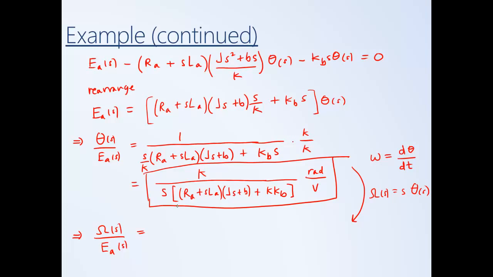Since we have this s in the denominator here, we can multiply through and bring it to the right hand side or the left hand side to get s times theta of s, which is equal to omega of s. So this transfer function will be exactly the same except without the s in the denominator. And the units will be different. Our speed will be radians per second, and our input will still be volts.